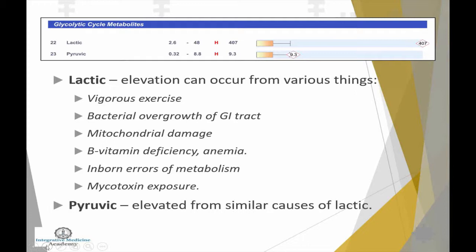Elevations of pyruvic are elevated for much of the same reasons that cause elevations of lactic. Another thing which I didn't list here that can sometimes be seen with elevations of lactic and pyruvic is very high oxalic markers. Although that's not a correlation I see every single time. I see plenty of people who have high oxalate levels and their lactic and pyruvic levels are totally normal. Okay, so that's not an automatic guarantee that that's going to be the case.